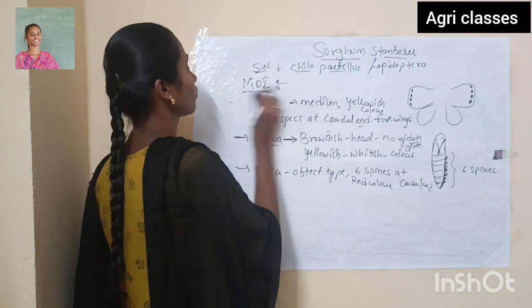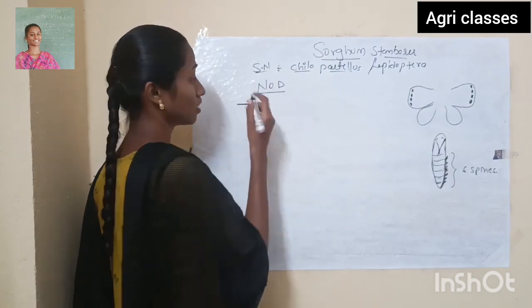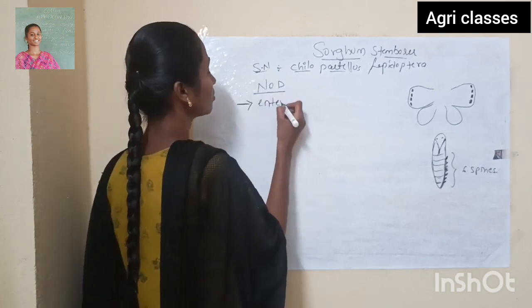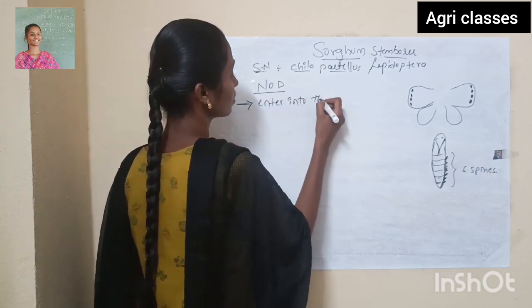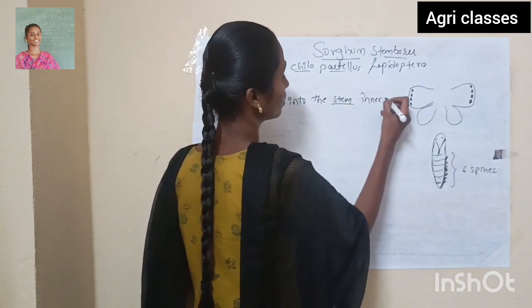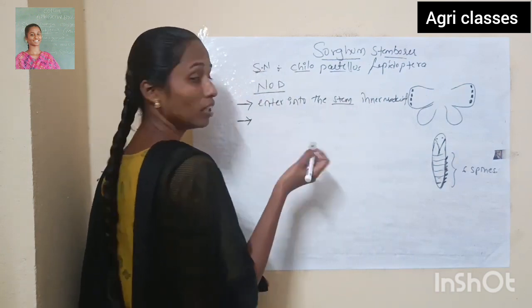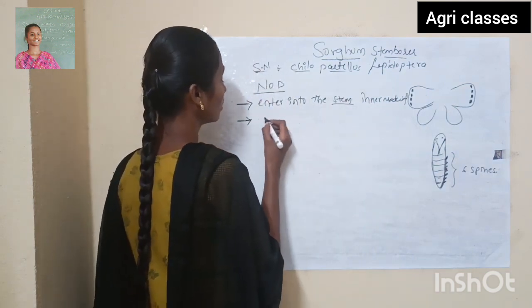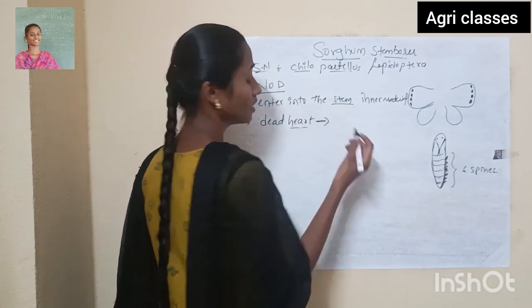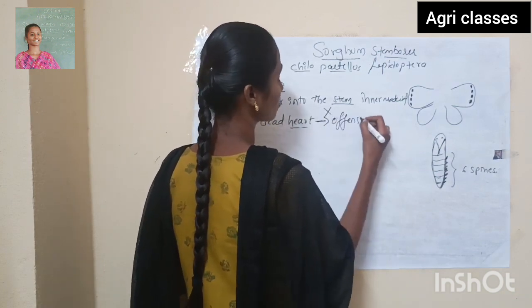And then the nature of damage. First, this larva or caterpillar enters into the stem, and they eat the inner matter and cause damage. We can see dead hearts, and there is no offensive smell at the cut end.